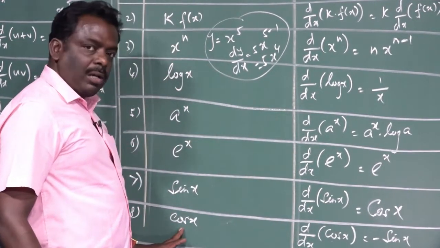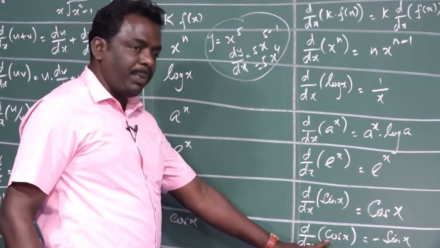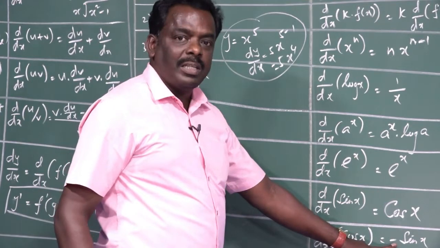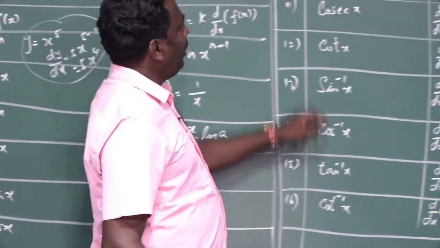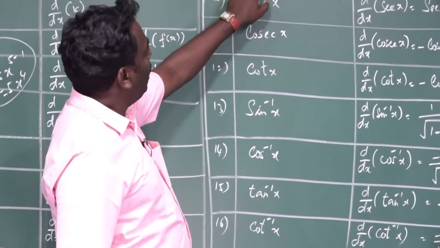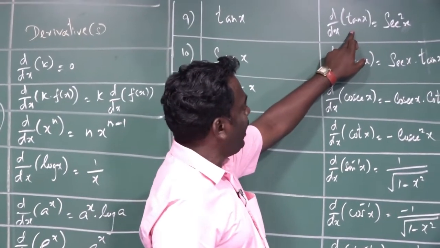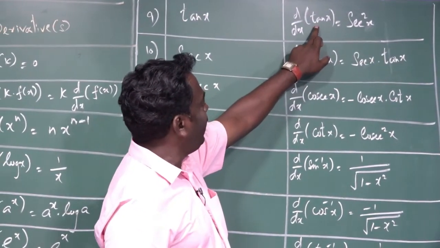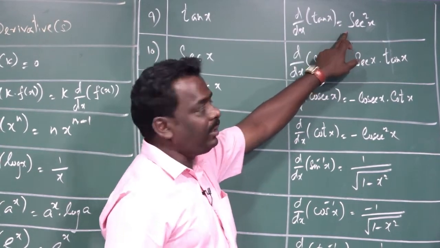The function cos x: differentiation of cos x becomes minus sin x. Next function, tan x: the derivative of tan x becomes secant square x. Differentiation of the function tan x becomes secant square x.